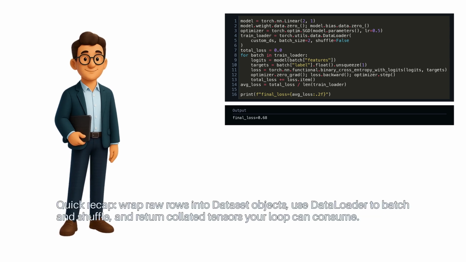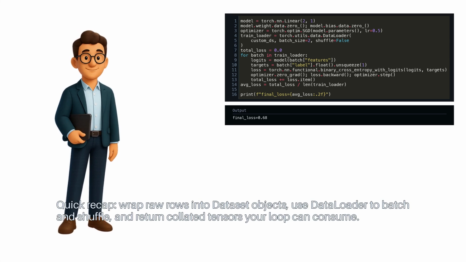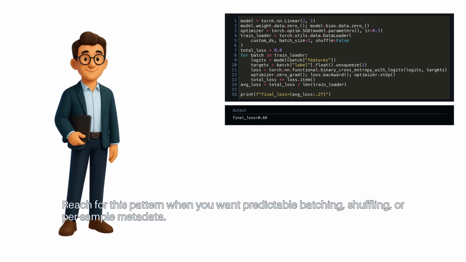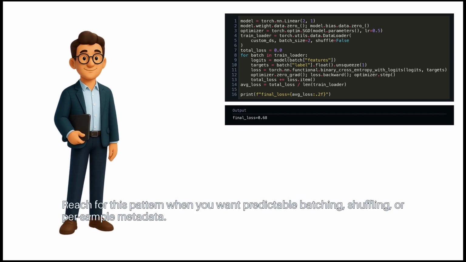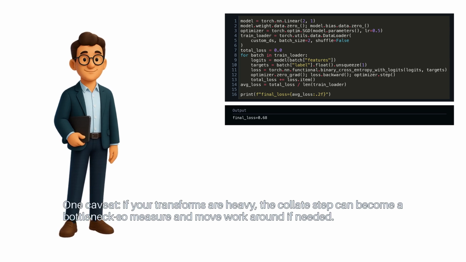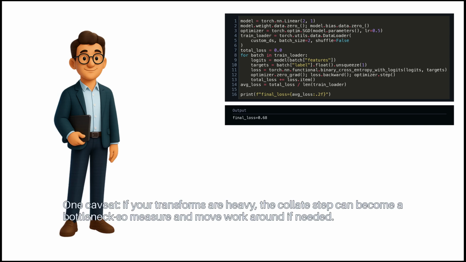Quick recap. Wrap raw rows into dataset objects. Use DataLoader to batch and shuffle, and return collated tensors your loop can consume. Reach for this pattern when you want predictable batching, shuffling, or per-sample metadata. One caveat: if your transforms are heavy, the collate step can become a bottleneck. So measure and move work around if needed.